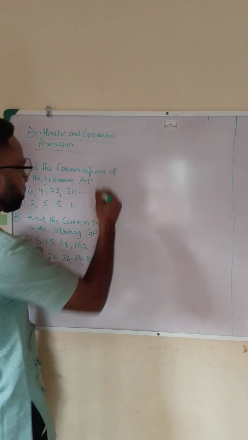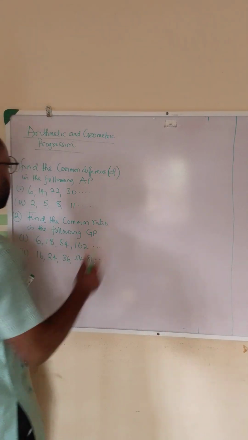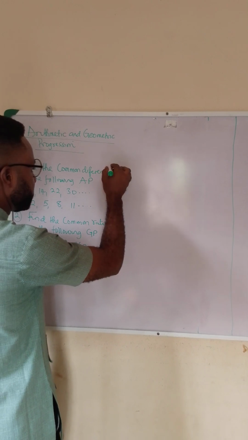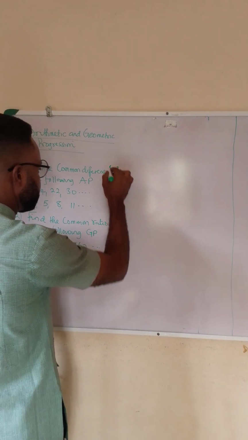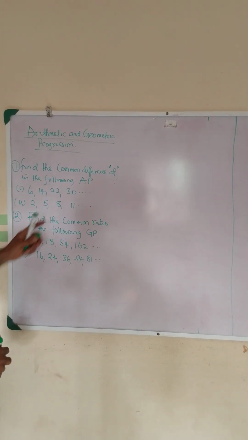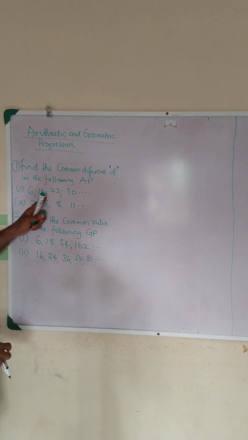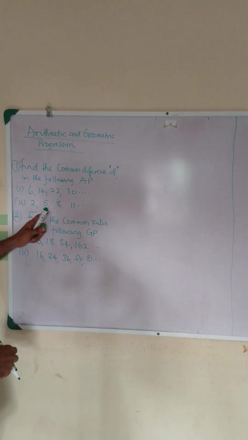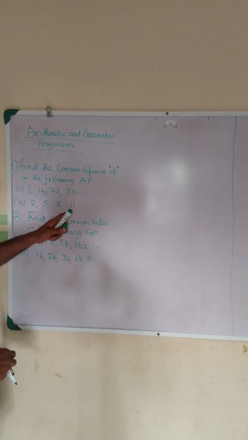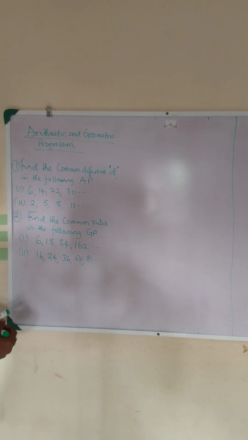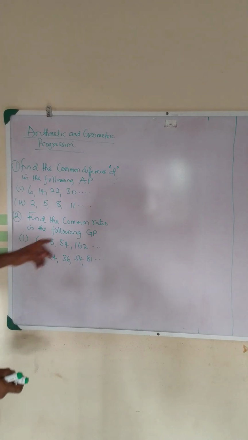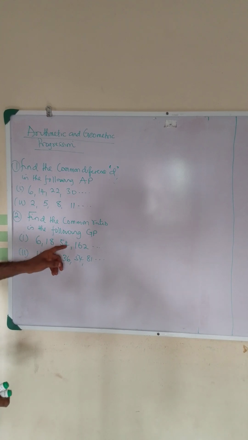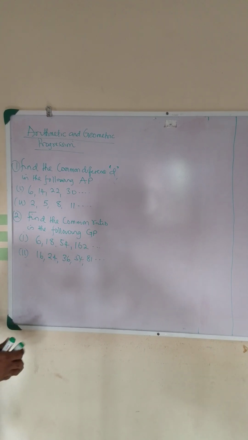From question number 1, we are asked to find the common difference. The common difference for an arithmetic progression is represented by the letter D in the following AP: 6, 14, 22, 30, and then 2, 5, 8, and 11. For the second question, we're asked to find the common ratio in the following GP: 6, 18, 54.